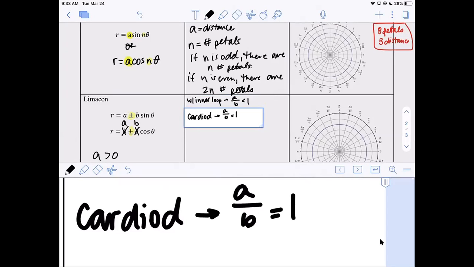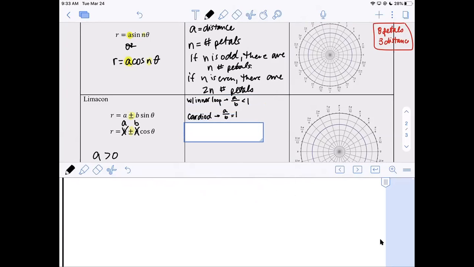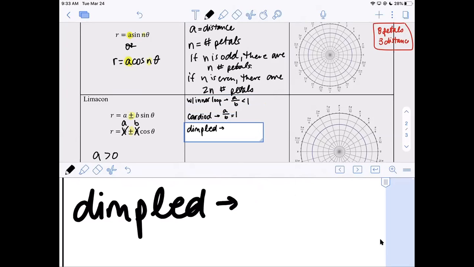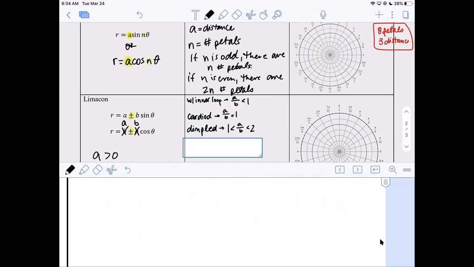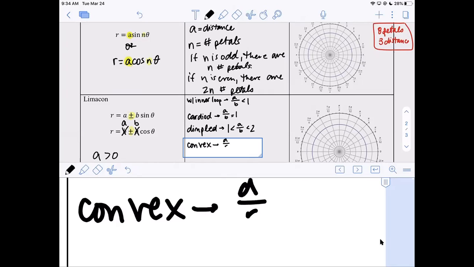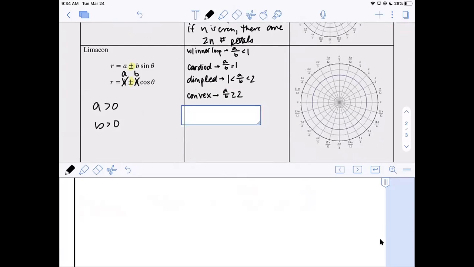So you can kind of see which general shape it's going to be even before you graph it. The next one is called a dimpled limaçon, which means it looks like there's a little dimple or a little poke in it. And it's if a over b is between 1 and 2, like 1.1 or 1.5 or 1.87. And then the last one is called convex, and it's if a over b is greater than or equal to 2. Okay, we're going to look at 2 of these.